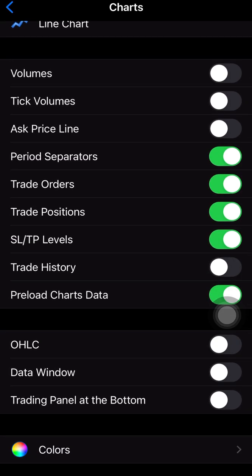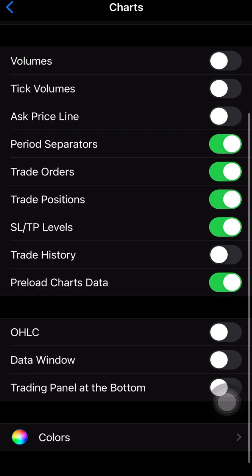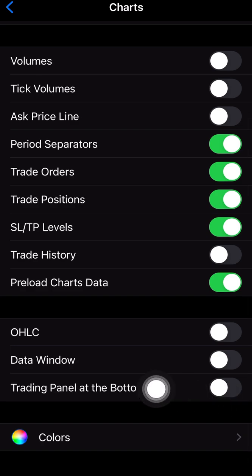Stop loss and TP levels. Trade positions, you're going to want that open. Trade history, I wouldn't have that because you can have it, but it kind of clogs up the chart. It just shows your previous entries and exits. Preload chart date, of course. Open, high, low, close. Shows you the open of the day, the high of the day, the low of the day, and when it closed. I don't really pay attention to that, but that's something that could be useful for you guys. Data window, and yeah. And then in the bottom here in the colors, you can customize that however you want.